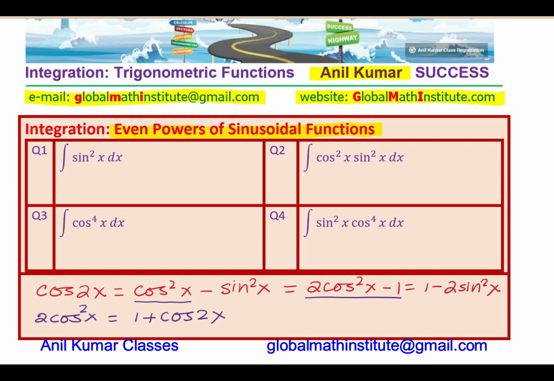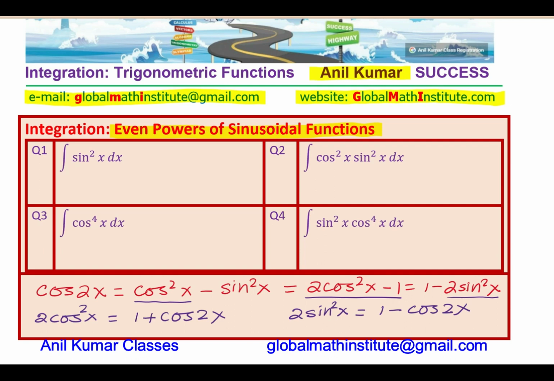Similarly, we could also write 2 sine square x is equal to 1 minus cos 2x. So that helps us to rewrite these expressions in terms of double angles, and then find the integral. That is the concept which we are going to use in this particular video.